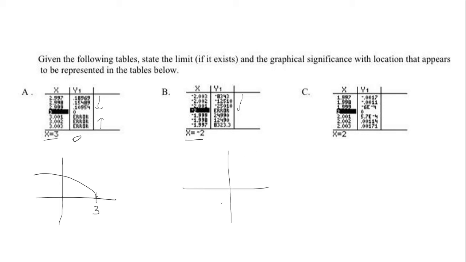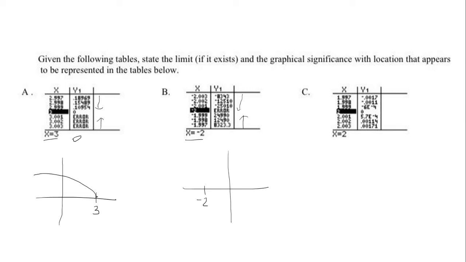So what this looks like, well, if it's not part of the domain, it could either be the situation that we had in part A, or it could be a hole, or it could be an asymptote. So let's see what happens. Now from the right, we notice that the numbers are increasing. We have 8,323.3, 12,490, and then 24,990. So it's becoming more positive.